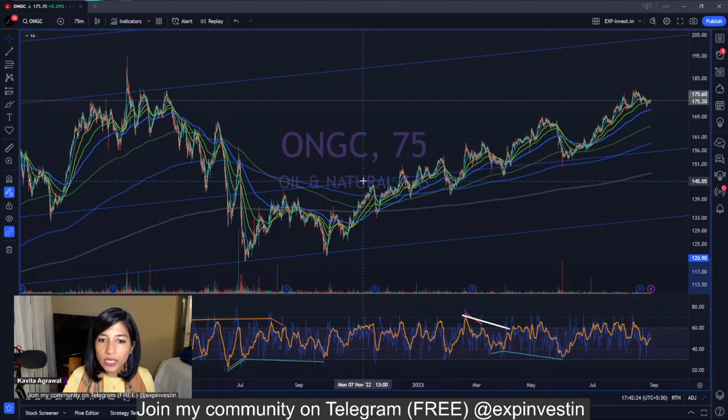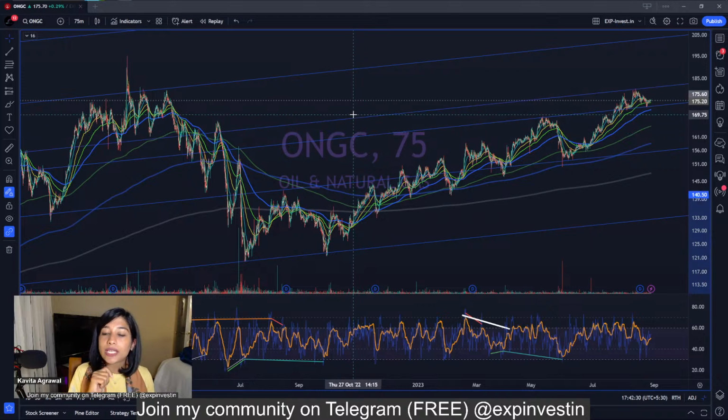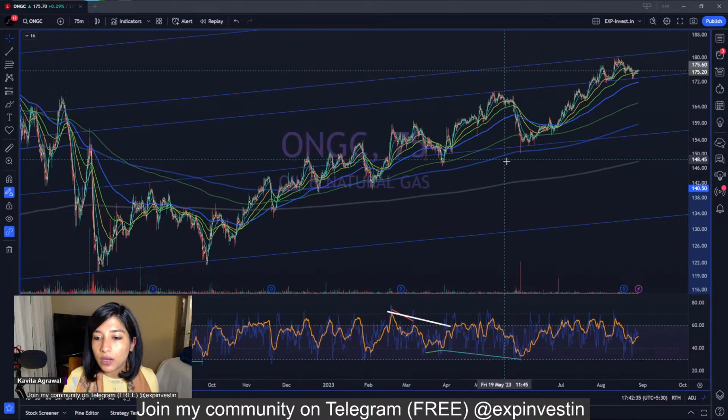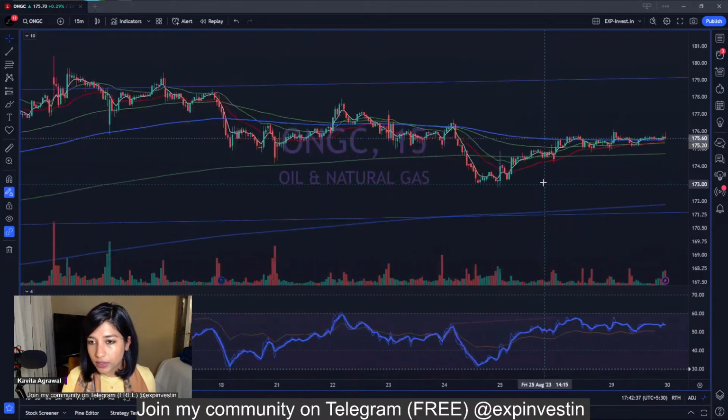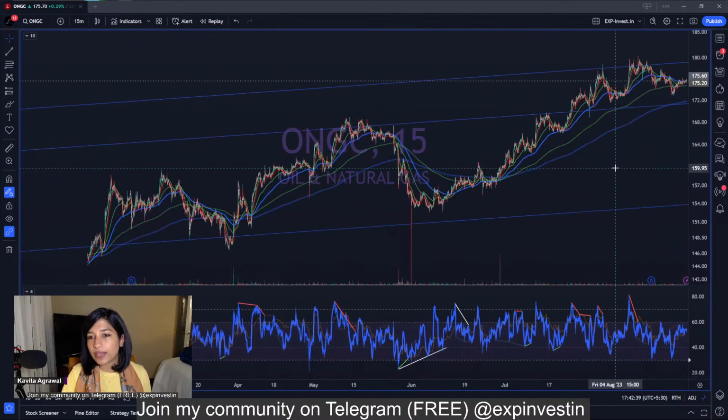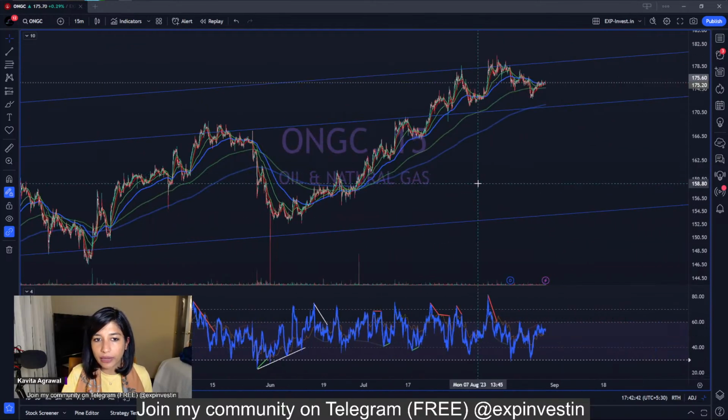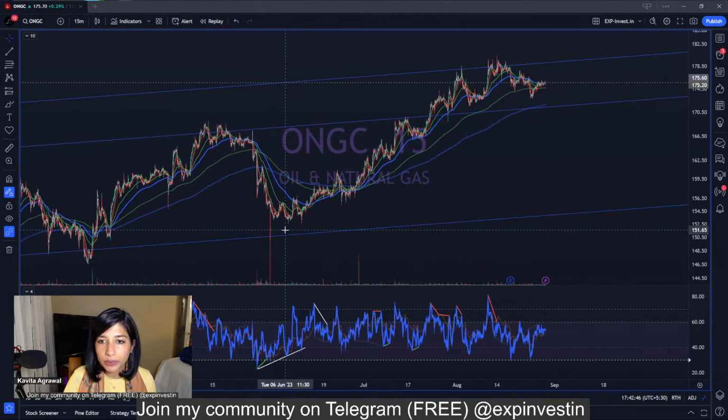Okay, so you see, even if I'm placing these trend lines on the 75-minute time frame, it is still the same trend line which carries the primary trend direction. All right, so what I am seeing here is that the 75-minute and the 15-minute time frames are not giving a very clear instruction about what we should do.